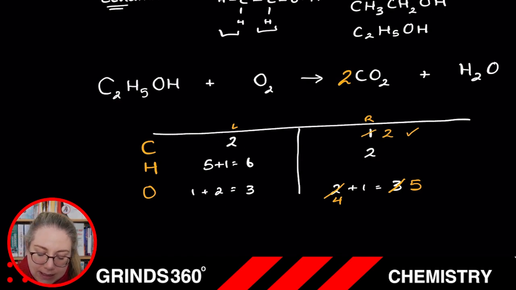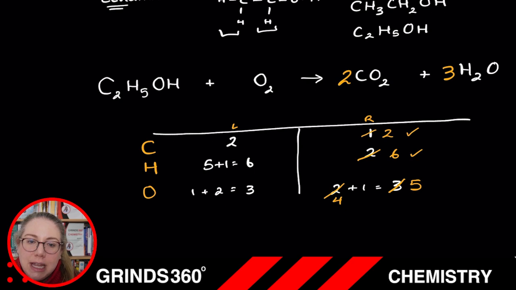Now, let's go for the hydrogens. You have 6 hydrogens on the left, but only 2 on the right. So I need to put a 3 in front of the water. That will give me 6 hydrogens on each side, but it also knocks out the balancing of the oxygens. So you have 2 times 2 is 4 from the carbon dioxide, plus 3 from the water. 4 plus 3 is equal to 7. Now, we have 7 oxygens on the right-hand side. We have to have 7 on the left. But the only number we're going to change is this number here in front of the O2. Leave the C2H5OH alone because you've already balanced your carbons and your hydrogens.